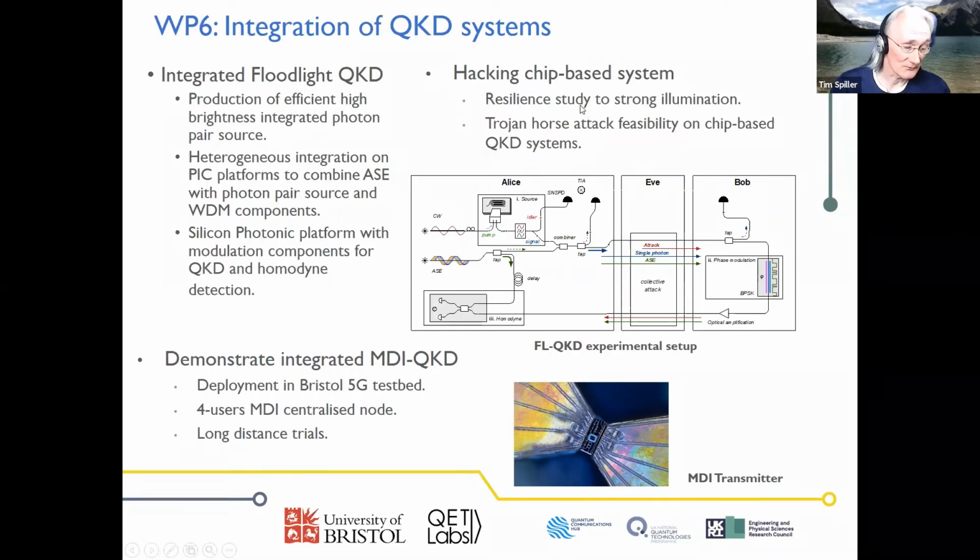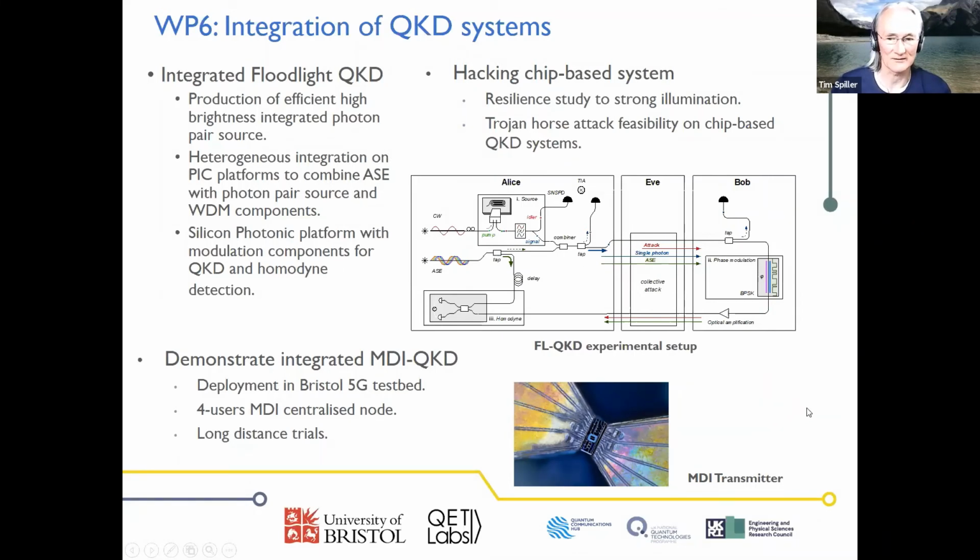I'll come back to it when we talk about cross work package activities, but we're certainly going to be looking at hacking and whether the optical chips that are produced are secure. And I mentioned already the nice idea of MDI QKD, where you measure in the middle and you don't have to worry about who owns the measurement apparatus. Well, we want to have that embedded on chip and then test it over the Bristol network. And so there are various aspects of QKD that we want to pursue, which I would say are low TRL for our chip-based activity.